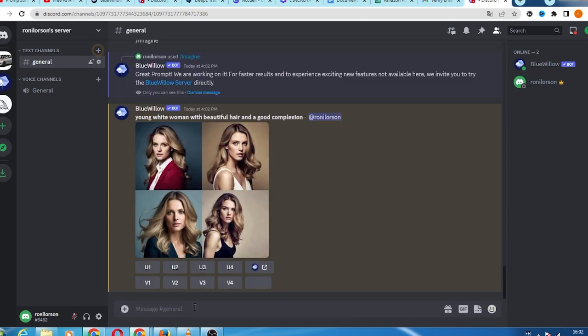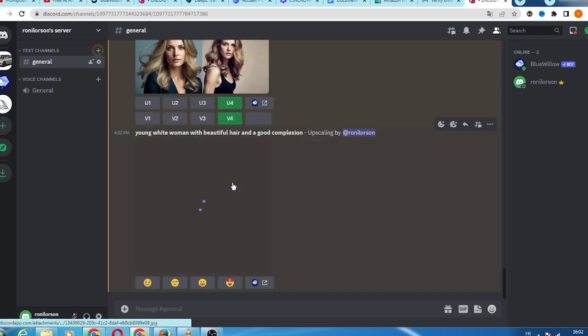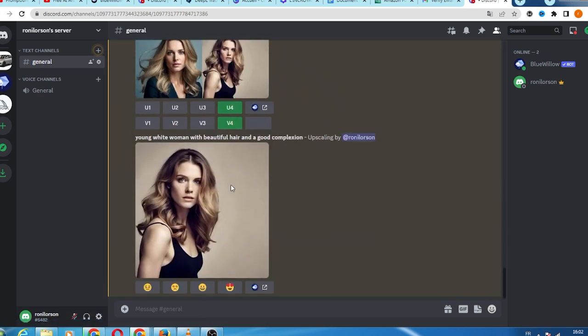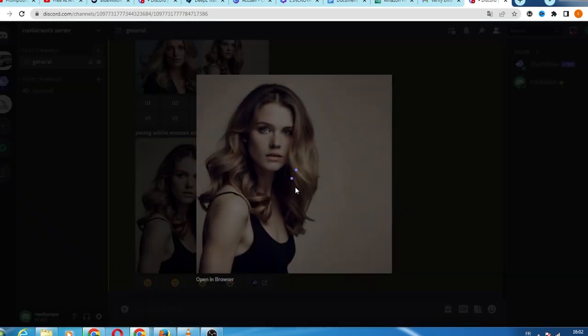In just under a minute, type in the image prompt you want. BlueWillow will give you a grid of 4 images in return, from which you can choose. Just like on Midjourney, you can scale the variations and even reroll the dice if you don't like the results.